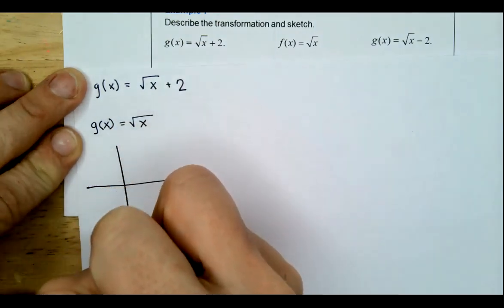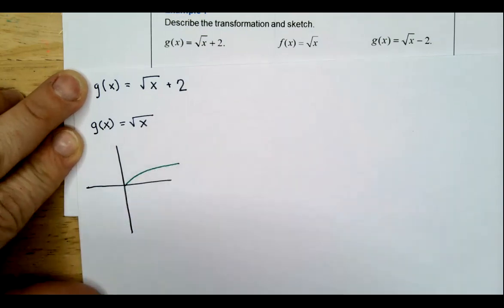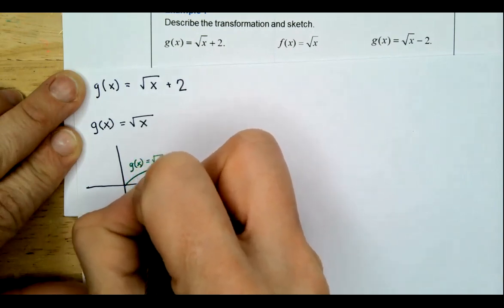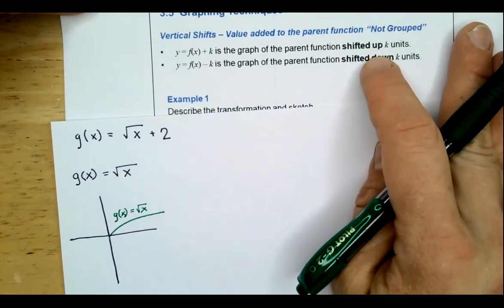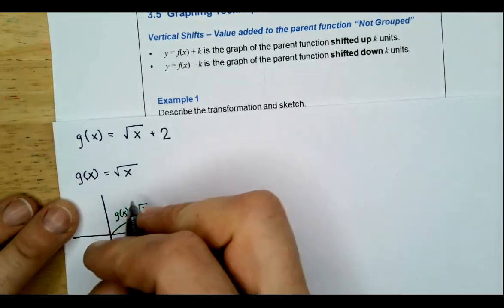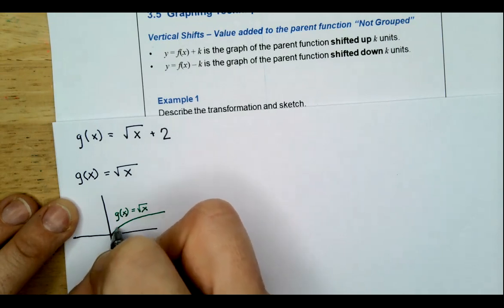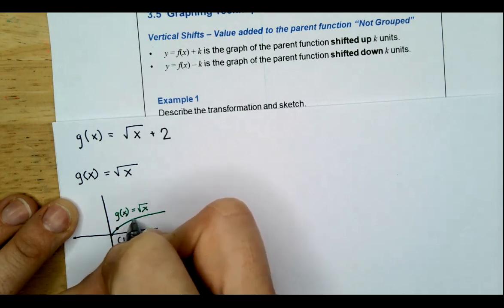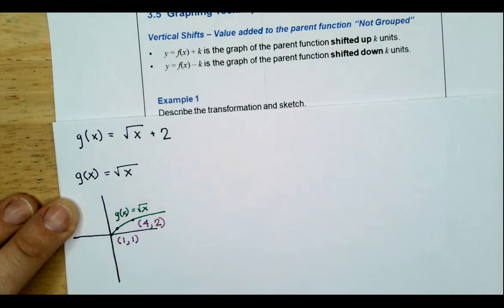That graph looks like this, right? That's g of x is the square root of x. Then we are saying plus 2. We are going to shift it up 2 units, okay? What are some points on g of x equals the square root of x? Well, we know that 1, 1, right? 0, 0. The square root of 1 is 1. The square root of 4 is 2, right? So those are 2 points.